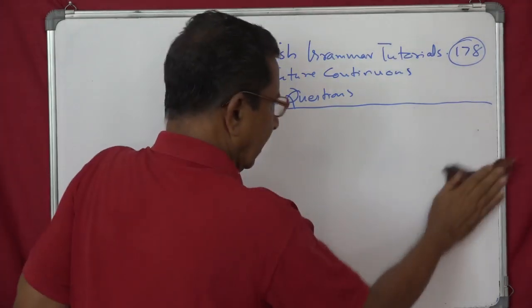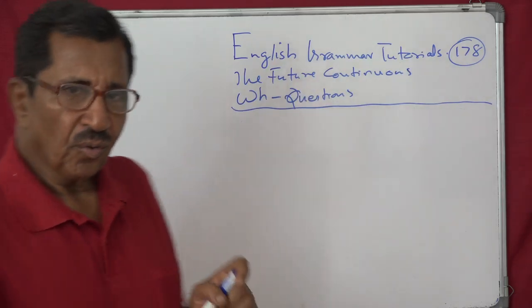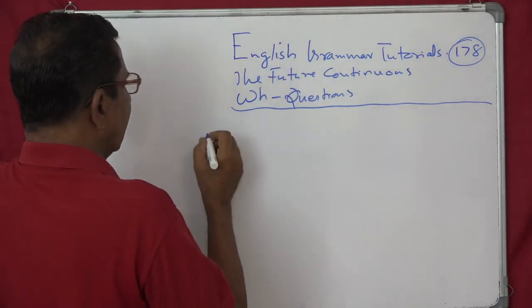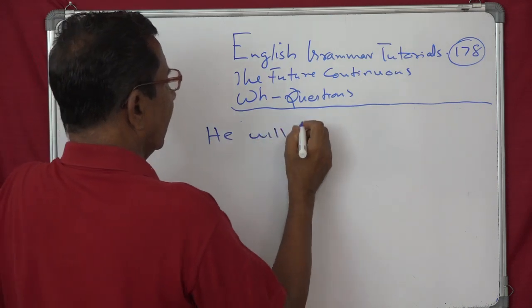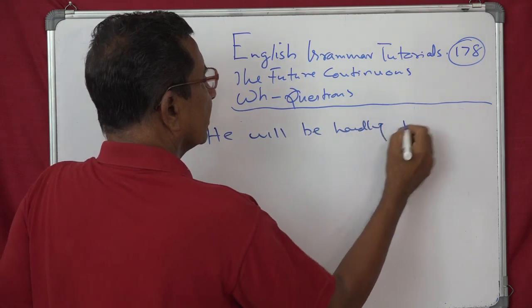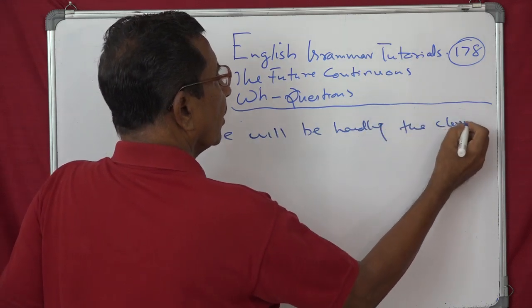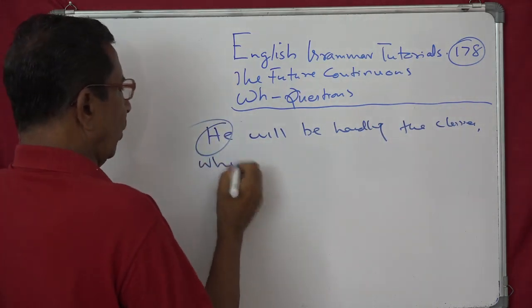So why don't you make one more sentence for who? A question that should begin with who. So what should you do? You say he will be handling the classes. You want to get he as the answer. So for that you have to supply who.